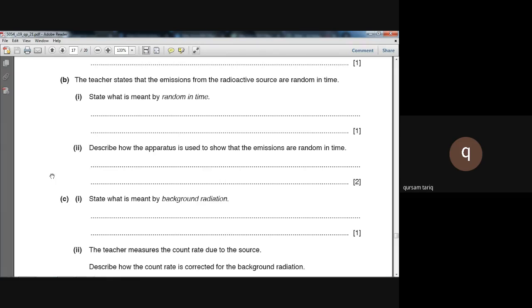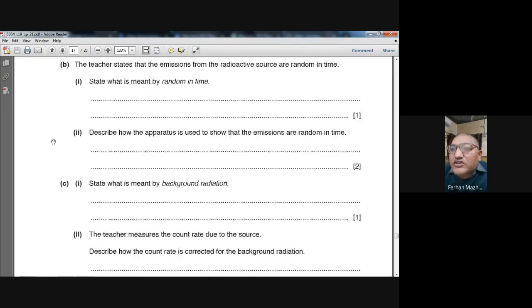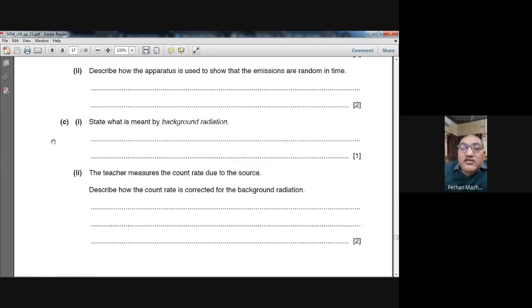After an interval of time, the readings on the detector will be changed. Reading will not be same at any time. Okay, describe how the apparatus is used. This is done. This was a 2 mark question. Then state what is meant by background radiation.